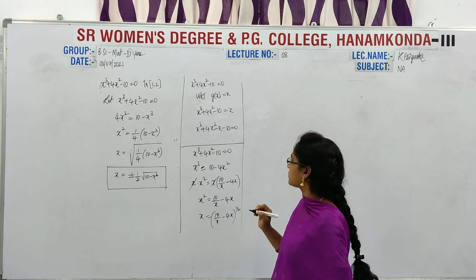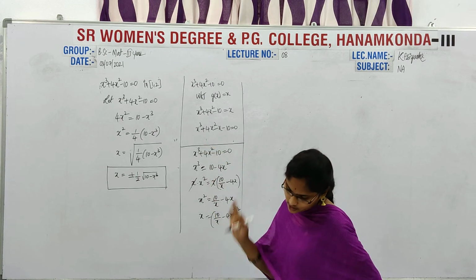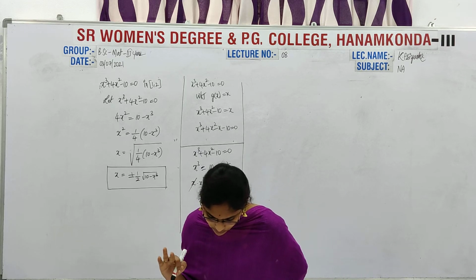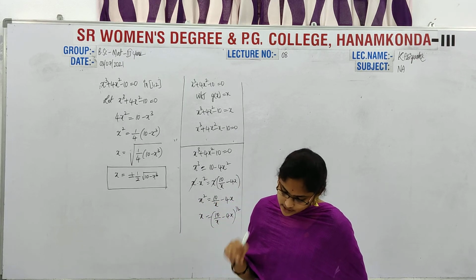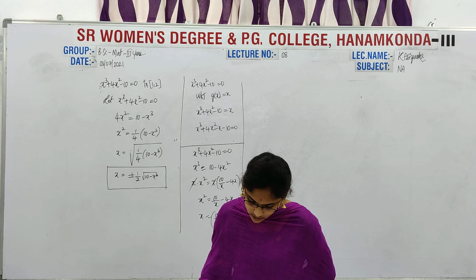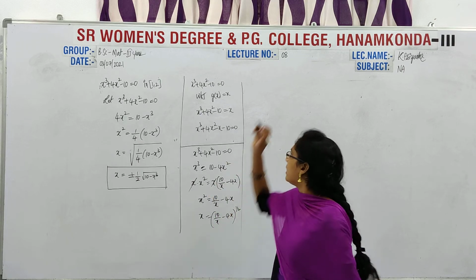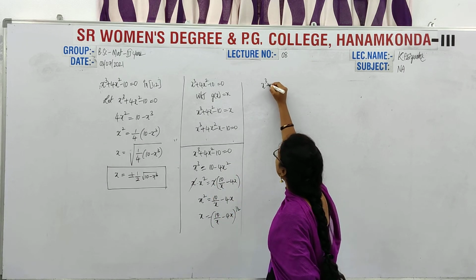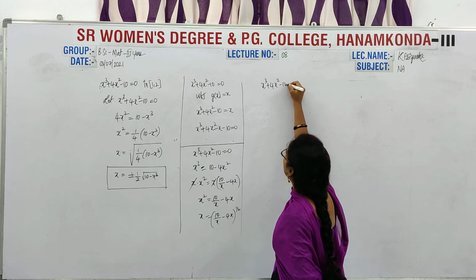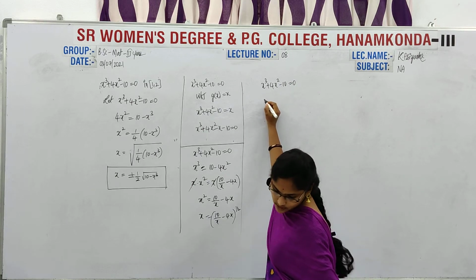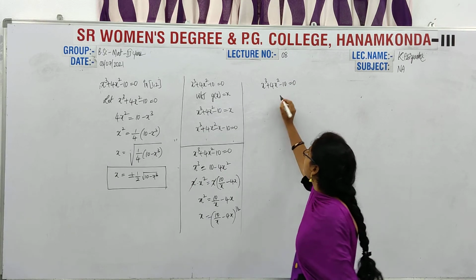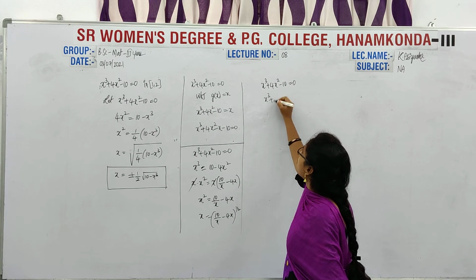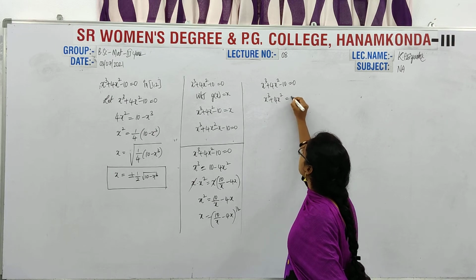Okay, so next is this one. Okay, 3 are finished. Next, in the next way, they are simply taking the value x cube plus 4x square minus 10 equal to 0, and from this they are going to take x common, so then it is equal to 10.